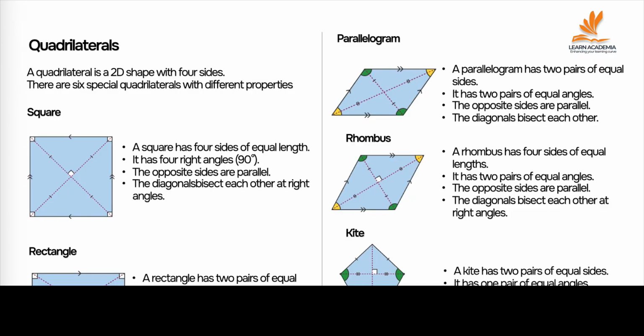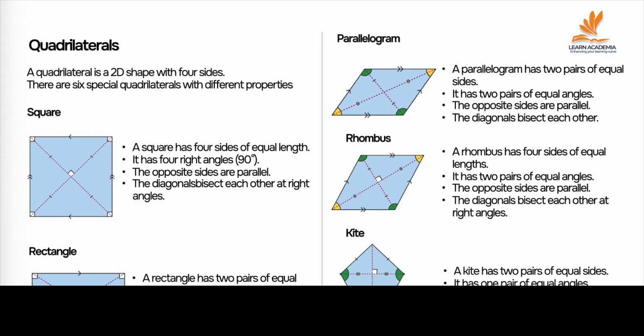Now, going further, we have quadrilaterals. It says a quadrilateral is a 2D shape with four sides. There are six special quadrilaterals with different properties. We have the square. The square is shown diagrammatically right there.